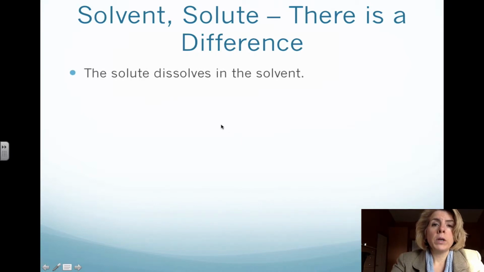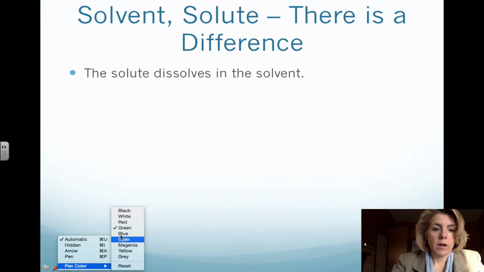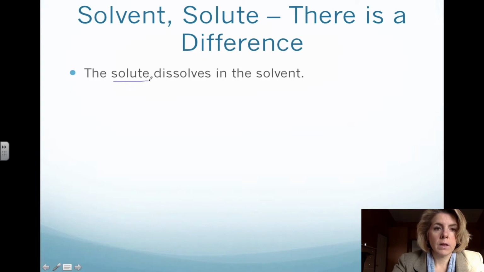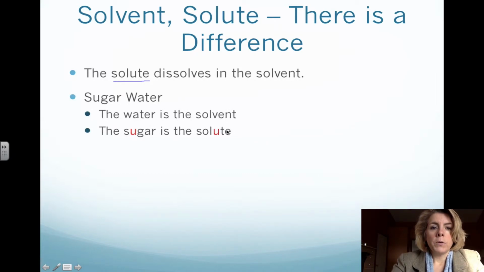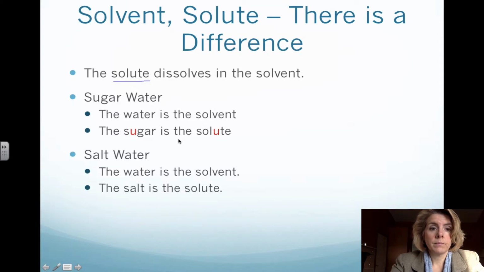Okay, now we use terms to help us understand what are parts of a solution. Notice that a solute dissolves in a solvent. So solute is the material that is going to become part of the solvent. If you're making sugar water, notice that water is the solvent and the sugar is the solute. Now, be careful, not every solute is going to be solid. It could be liquid, it could be a gas. Notice if you're making salt water, water is the solvent, the salt is the solute.